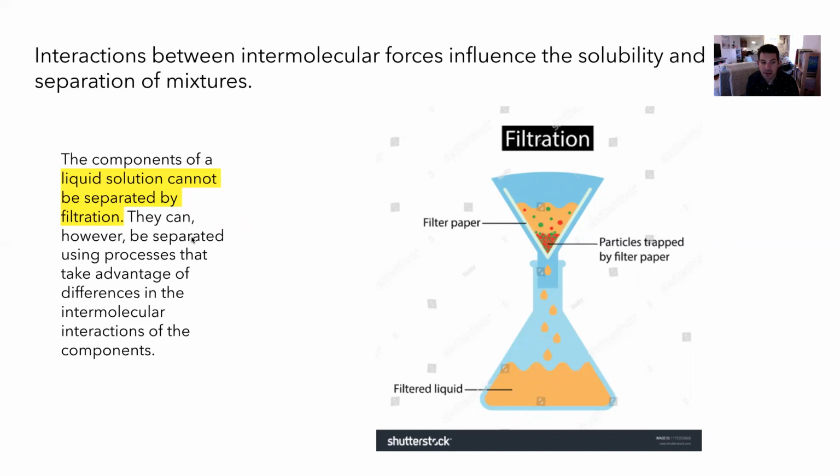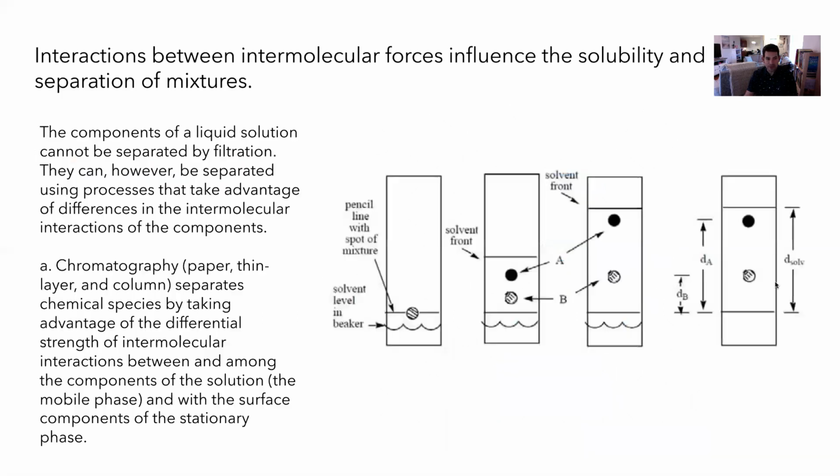But here we're trying to think, how can we separate the parts of a liquid? We're going to take advantage of the differences in the intermolecular interactions of the components. That's how we will separate a liquid solution. So two ways to do it. The first way is chromatography. We can do paper chromatography, thin layer or column.